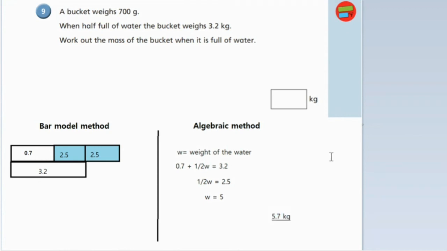I hope that shows that these are two very different methods to use, but actually the individual steps are pretty much identical. Hope that helps.